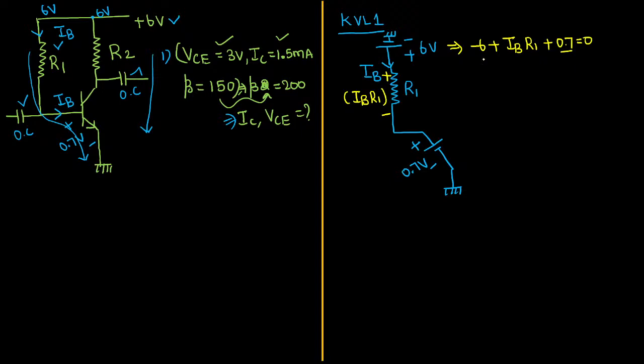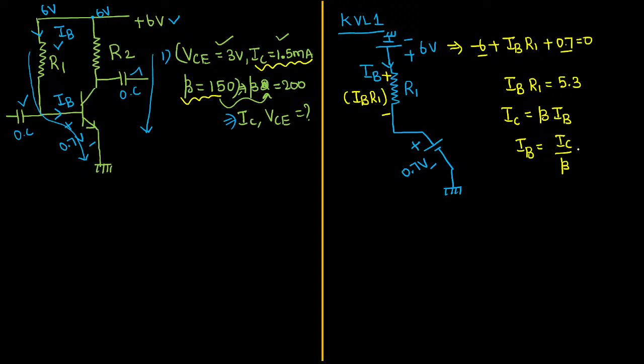Minus 6 plus 0.7. What will you get? Minus 5.3. If you pass the minus 5.3 to the right side, it will become plus 5.3. So I can write base current IB into R1 equal to plus 5.3 voltage. Our target is R1. I told you already they have given the sufficient data. Collector current is given. Value of beta is also given. We know the collector current IC can be written as beta times the base current IB. From this I can say the value of base current will be equal to collector current IC by beta.